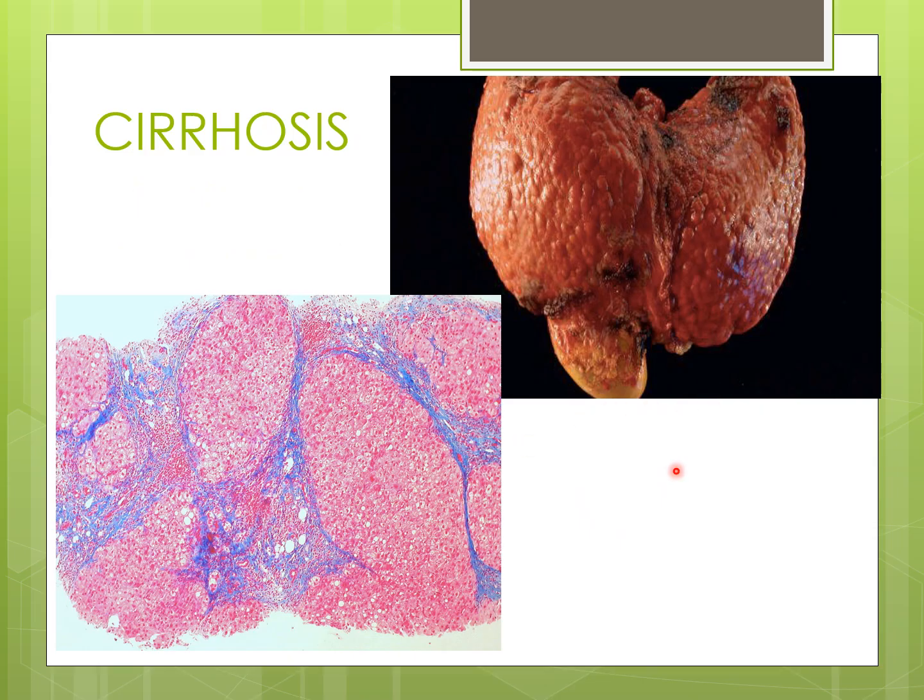Now we can explain on this picture. On the upper right is the gross specimen of the liver, which is showing nodularity all over, both the lobes and the caudate lobe, etc. The whole liver is showing nodularity. And when you make a section, make a slide, and do the special stain, this is called trichrome stain, you can see the collagen as blue in color, and you can see the nodularity because of that special stain.